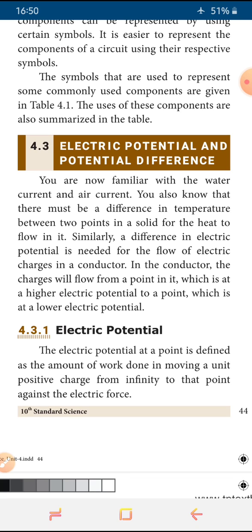Here there is a definition of electric potential. Electric potential is defined as the work done to move a unit positive charge from infinity to that particular point against the electric force.